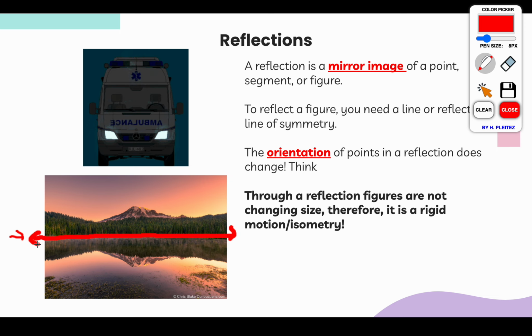And when we have a line of reflection, what happens is whatever's on one side of the line of reflection is going to be perfectly replicated on the other side of the line of reflection, right? To create that perfect mirror image, we have to create an exact replica on the other side.